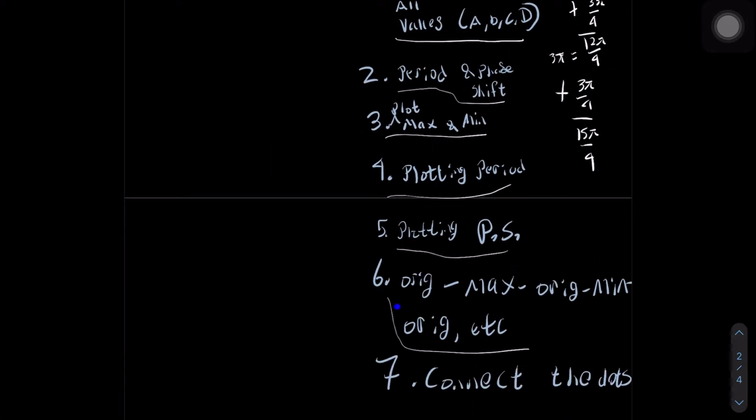These are a few steps in order to find or properly graph a cosine or sine sinusoidal. First is to get all the values like a, b, c, and d, mark the period, the phase shift, then you plot the max and the min points on the y-axis, you plot the period, then you plot the phase shift. Step 6 depends on the type of equation, and then 7, finally you just connect the dots. I would suggest writing all these steps in your journal or your notes in order to remember them for future reference.